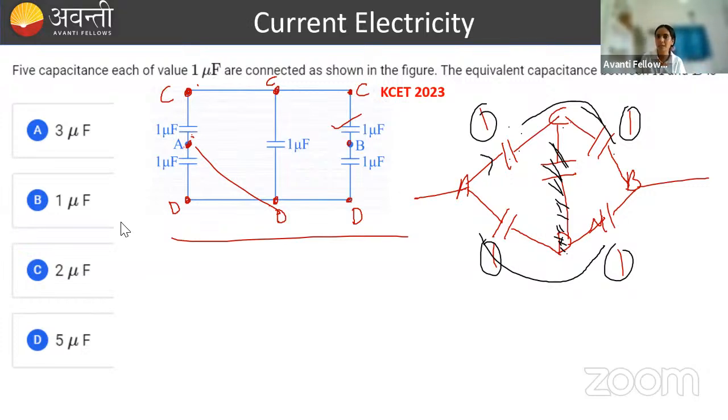So these two are in series, so add them like parallel. 1 and 1 become 1 by 2. Similarly, these 1 and 1 are in series, but we will add them like in parallel, will become 1 by 2. And this 1 by 2 and this 1 by 2 are in parallel, because these are in parallel with each other. So 1 by 2 and 1 by 2 in parallel, you will add them like in series, so that will become 1. Does anyone have a doubt in this question?